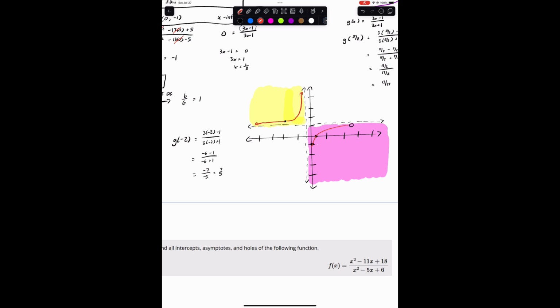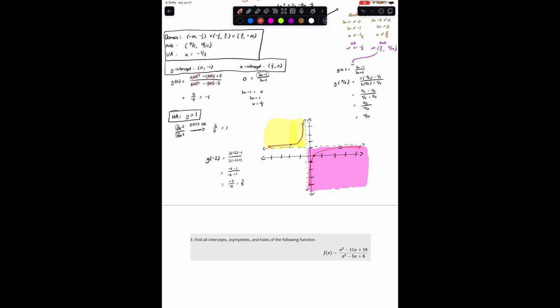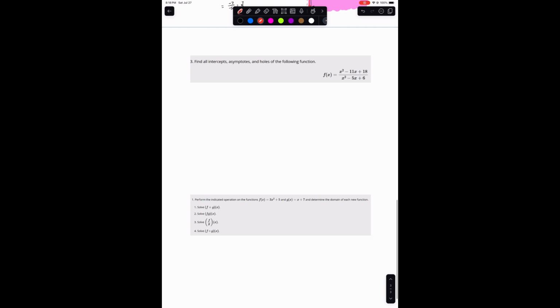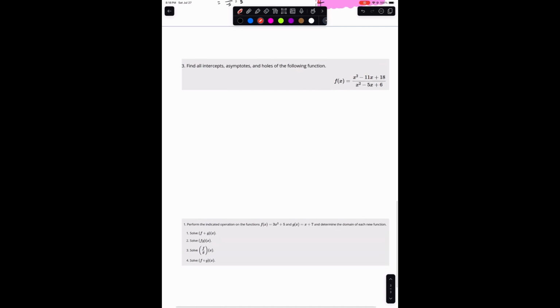Here we can play a little connect the dots. Nice. Draw through. Bingo. There you go. That is my graph for question 2. Okay, question 3 just asks us for the intercepts, asymptotes, and holes. So this means x and y. Just be aware of that.